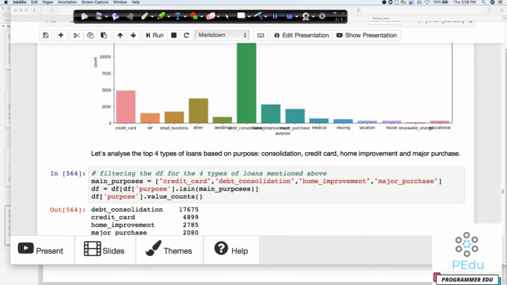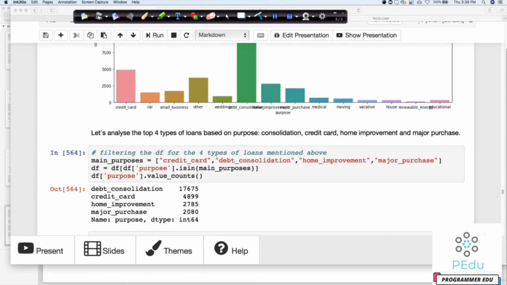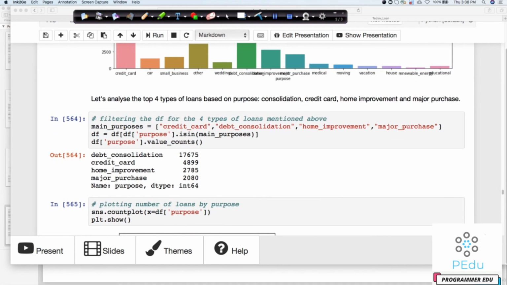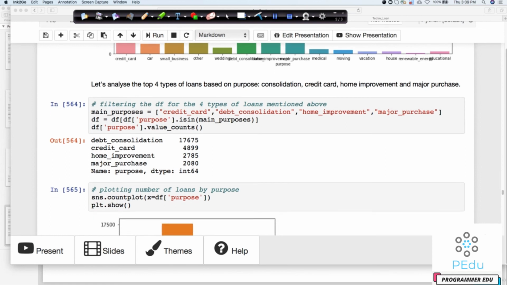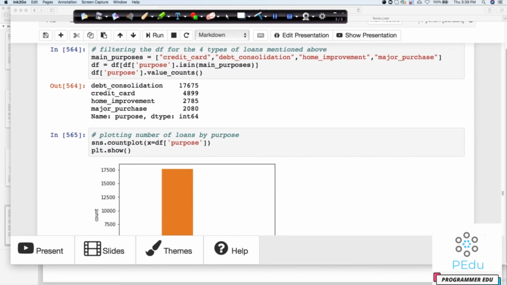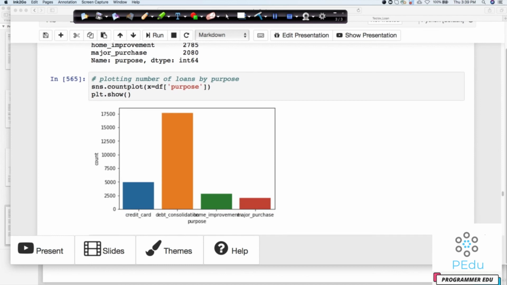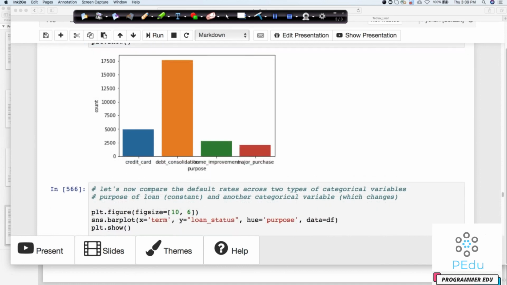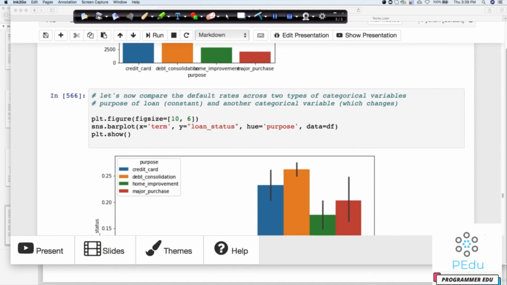So I will take out these four columns which are impacting the maximum, look at those values, and pull up only those values from the data, and we'll see how they are distributed. We can see that debt consolidation has the highest value. Now we will draw a plot for purpose. We can see here, with only four values, debt consolidation is the highest, and the remaining are also high but not as high as debt consolidation.